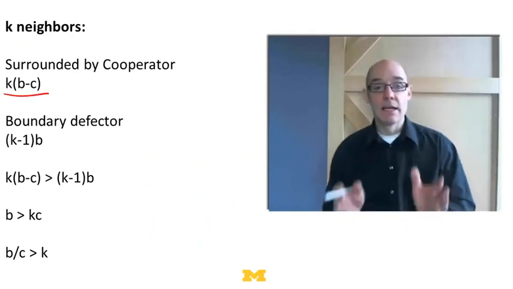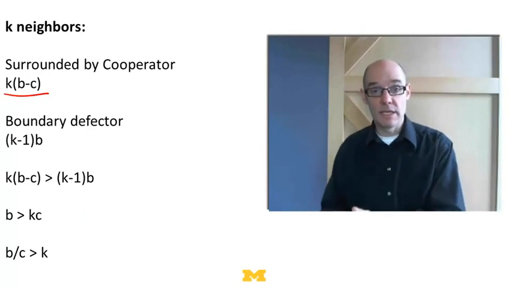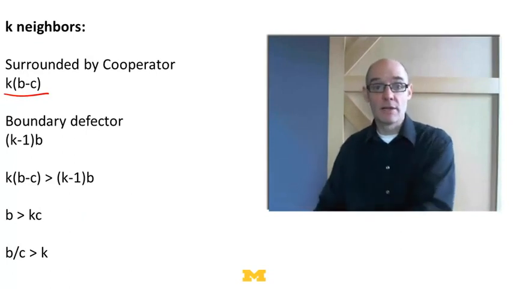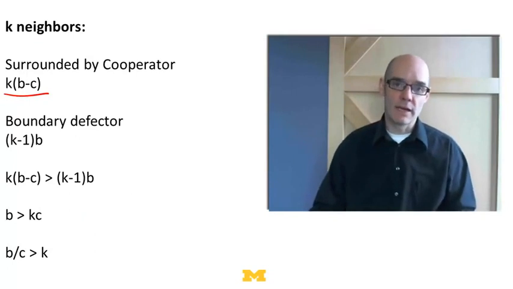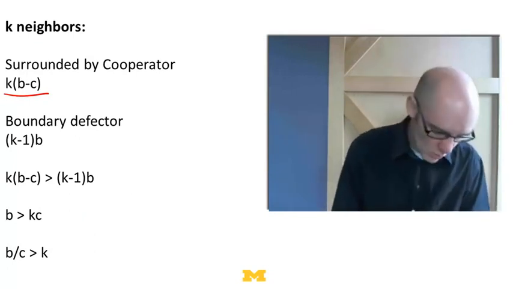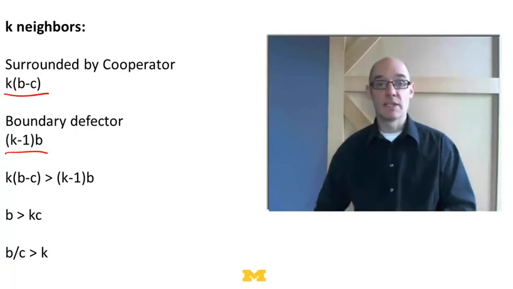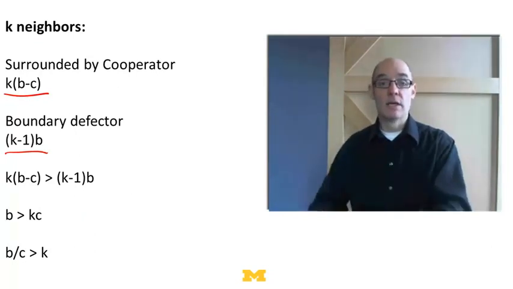It's going to be k times the quantity b minus c. Because everybody cooperates with you, so you're getting k times b, but you're cooperating with everybody else, so you're losing k times c. Let's suppose you're a boundary defector. So you're somebody defecting who's surrounded by cooperators. Well then, your payoff is going to be k minus 1, those are all your other neighbors that are cooperating with you, times b.